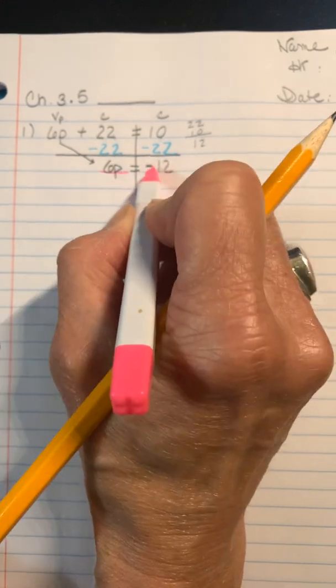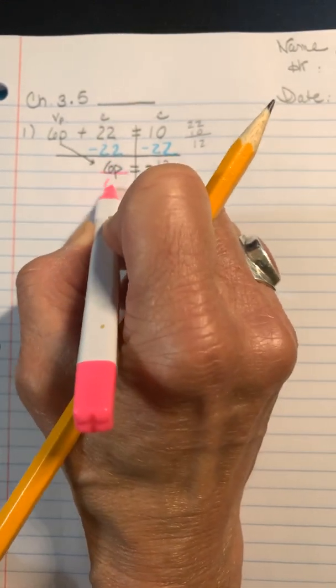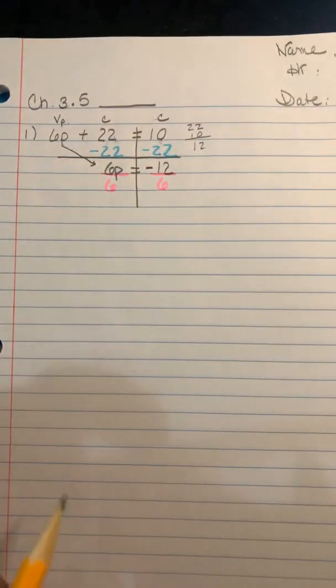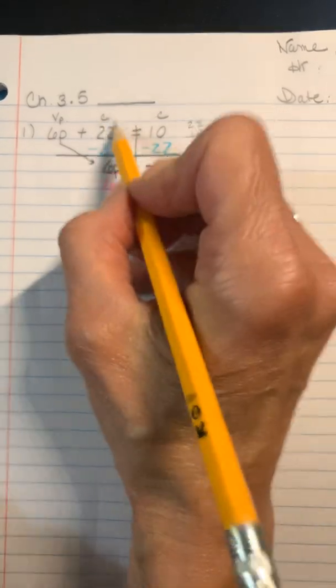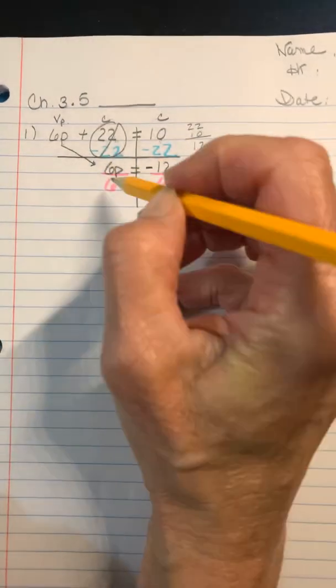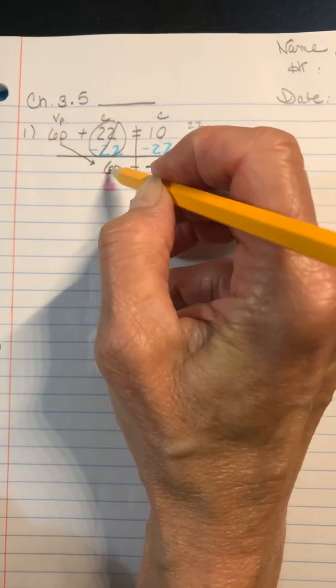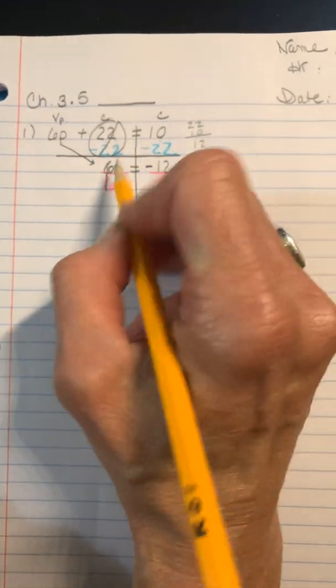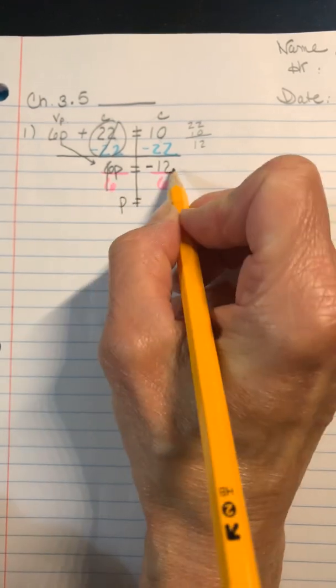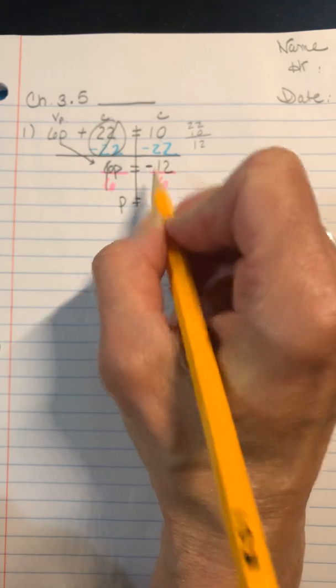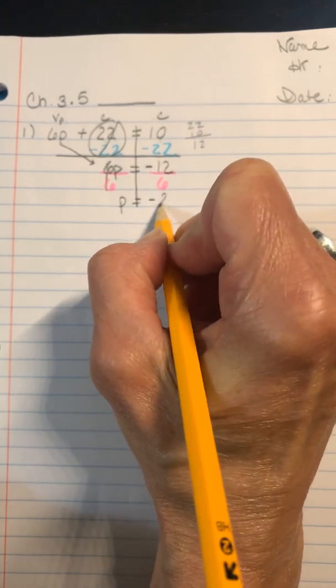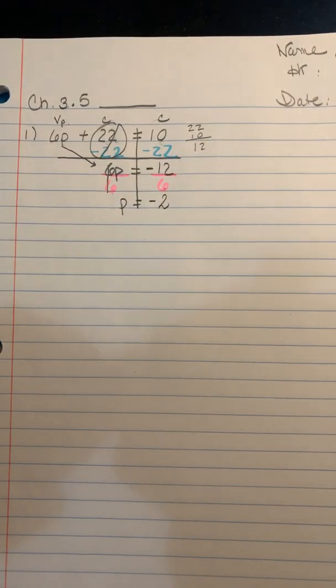You divide both sides by the coefficient, which is 6. Not the opposite, because I'm not doing additive inverse. That makes 0. I want to make 0 here. Here I want to make 1. 6 divided by 6 is equal to 1. And p is equal to negative 12 divided by 6. Every two negatives make a positive, one negative. So I know that my solution is negative 2.